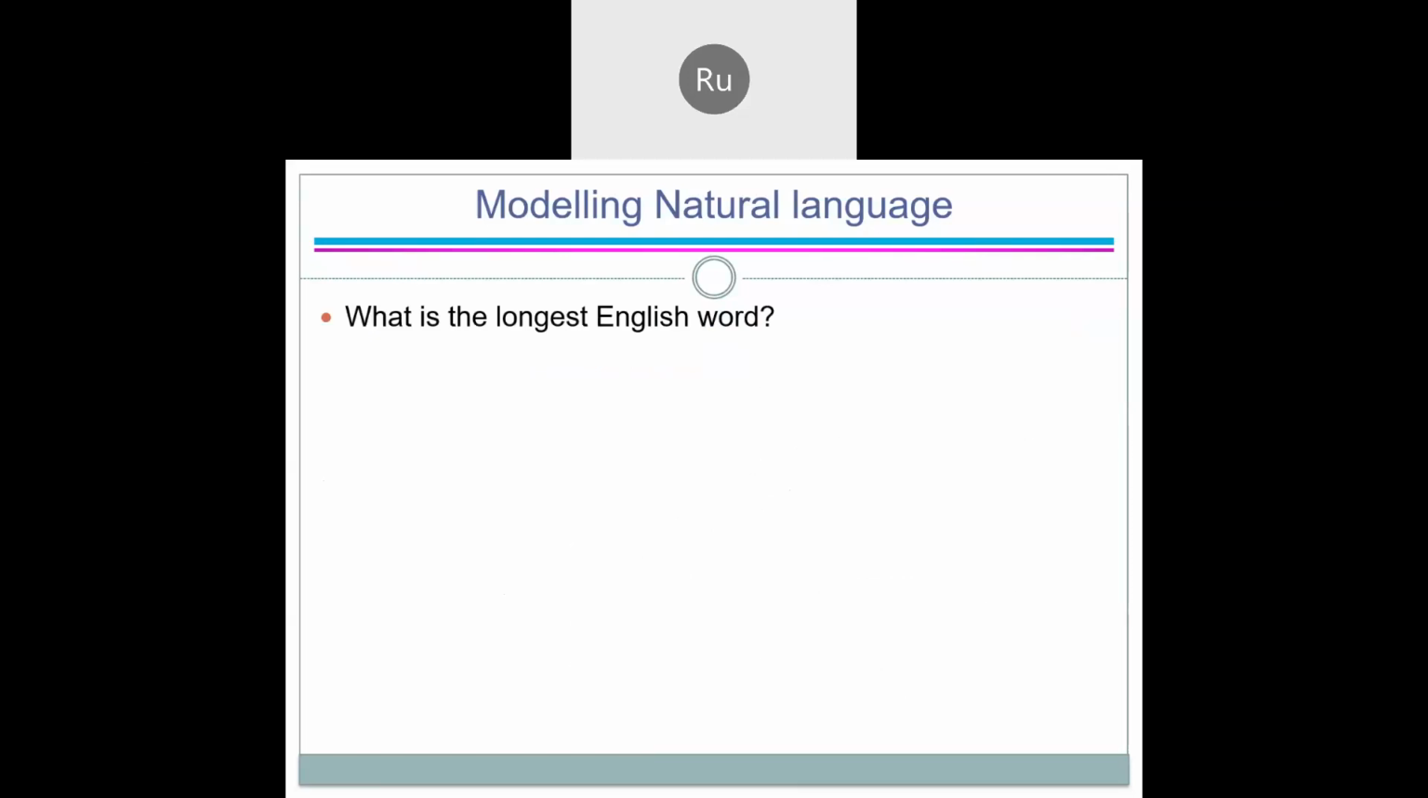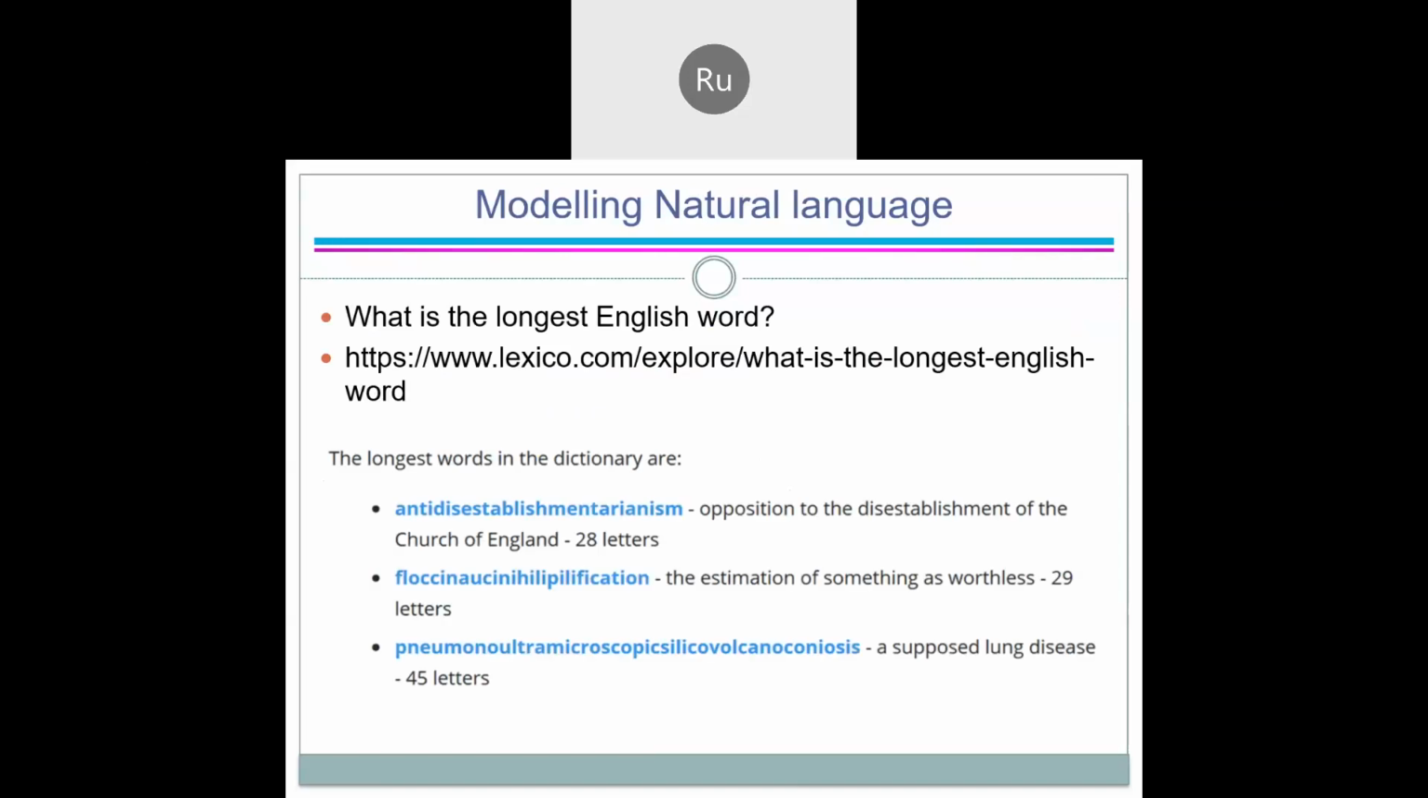Okay, what is the longest? This is just to play around with the English words. This is the longest English word that you have. If you look at this one, this is the longest word in the dictionary. I don't know how to pronounce them.